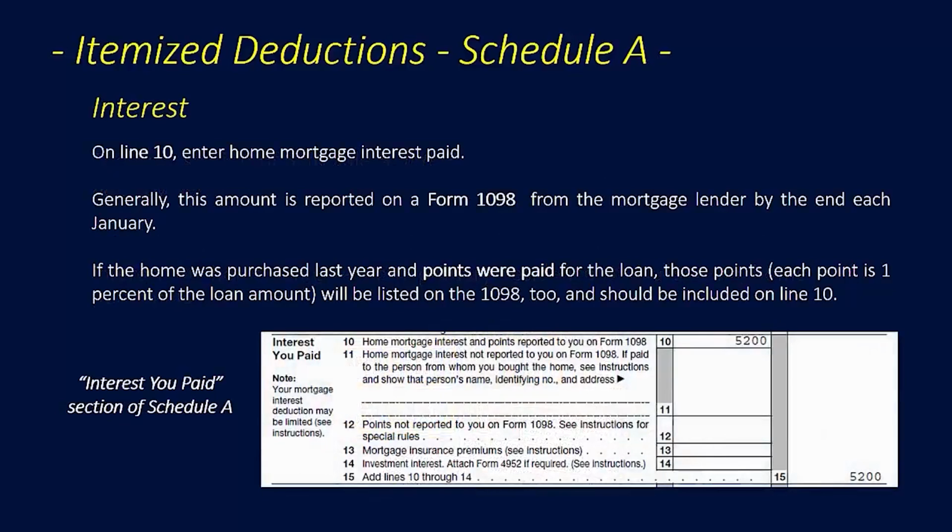On line 10, enter the home mortgage interest paid. Generally, this amount is reported on a Form 1098 that comes from the mortgage lender at the end of each January. If the home was purchased last year and points were paid for the loan, those points, typically each point is 1% of the loan amount, will be listed on the 1098 as well, and it should be included on line 10.